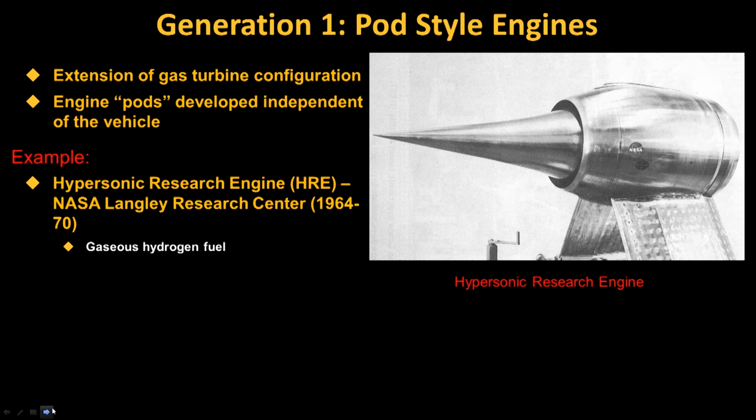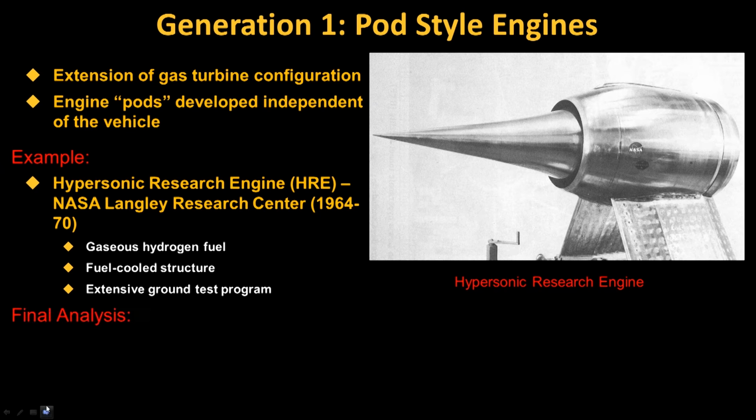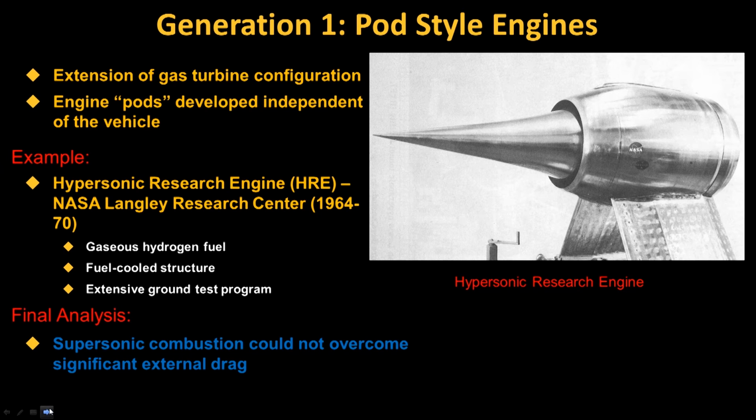The HRE used gaseous hydrogen as a fuel and was ground tested at hypersonic speed using a fuel-cooled structure. A significant amount of data on supersonic combustion was collected with this engine. In the final analysis, however, this type of engine was found to be deficient because supersonic combustion could not overcome the external drag of the spike and the pod. Airframe integration was required to reduce the external drag to the level that could be overcome by a scramjet.